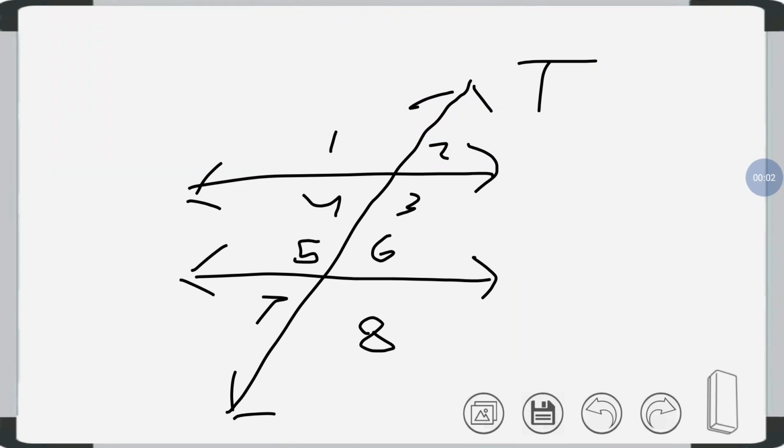Hello guys, today I'm gonna teach you lesson 2.3, transversals and parallel lines. A transversal is a line that intersects two coplanar lines at two different points. For example, in this figure, the transversal line is line T, as you see over here, and line T is this whole line.